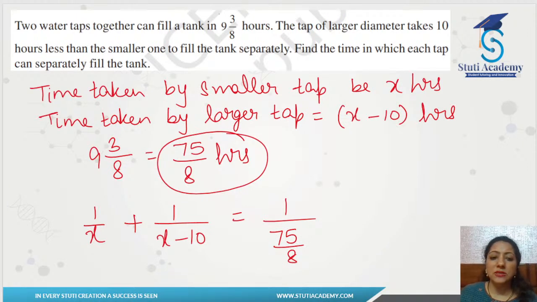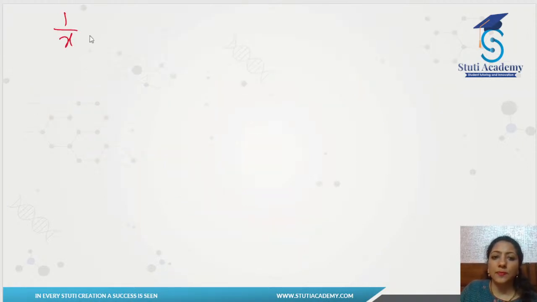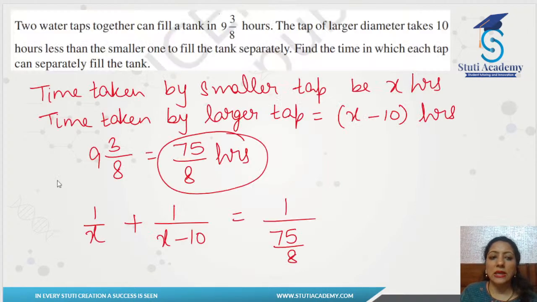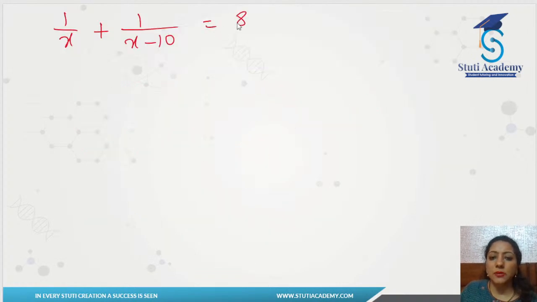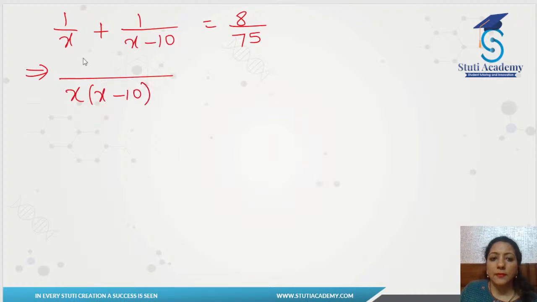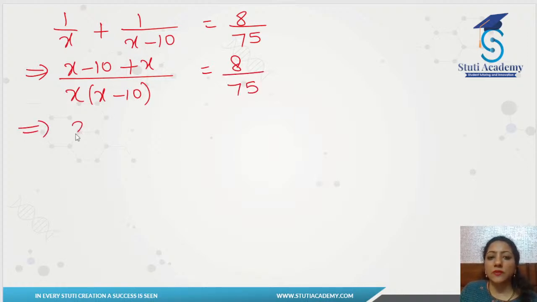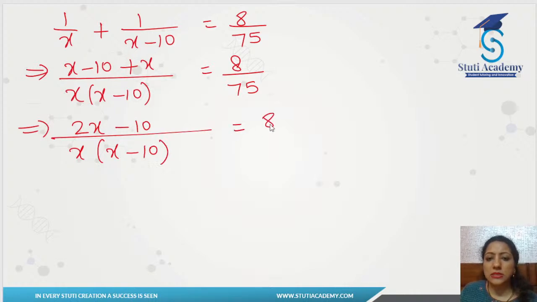Now let us simplify this. We will get 1 upon x plus 1 upon x minus 10 here, and we can write this as 8 upon 75. Now we'll take the LCM. We will get x into x minus 10. Then we have x minus 10 plus x is equal to 8 upon 75. X plus x will give us 2x minus 10. This is x into x minus 10 here, and this is 8 upon 75.